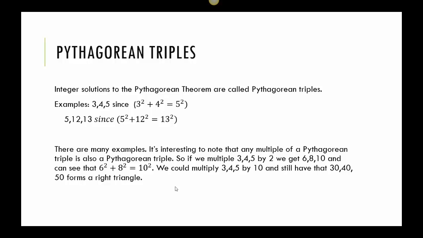It's interesting to note, once something works as a Pythagorean triple, then any multiple of it does. So I know that 3, 4, 5 is a triple. If I multiply that by 2 and have 6, 8, 10, I know that's also going to work. 6 squared plus 8 squared, so it's 36 and 64, it makes 100. You could do it by 10. If I multiply 3, 4, and 5 by 10, I get 30, 40, and 50, and it also forms a right angle.